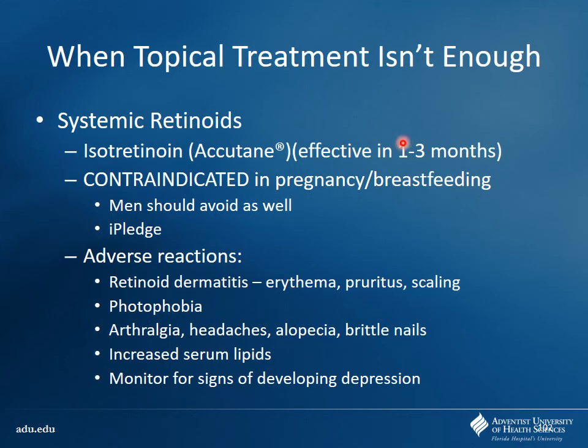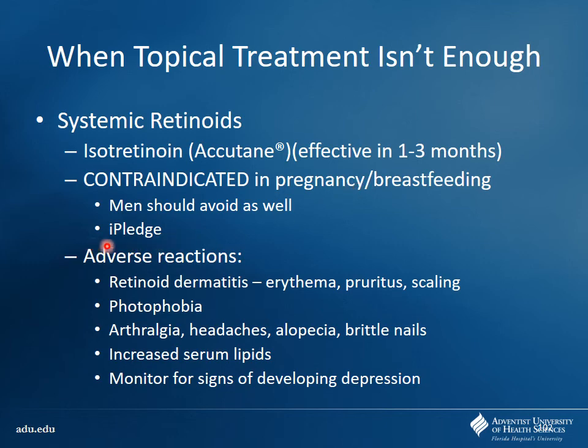When topical treatment is not going to be enough, we will use systemic retinoids. This is kind of the next step here. When you have very diffuse disease or very inflammatory disease, isotretinoin can be used. This is really the big systemic retinoid. Accutane is the brand name here, and it's typically effective within 1 to 3 months or so. Now this one's interesting because it is absolutely contraindicated in pregnancy and breastfeeding because it's very teratogenic, meaning it can cause very severe damage and potentially death to a fetus.